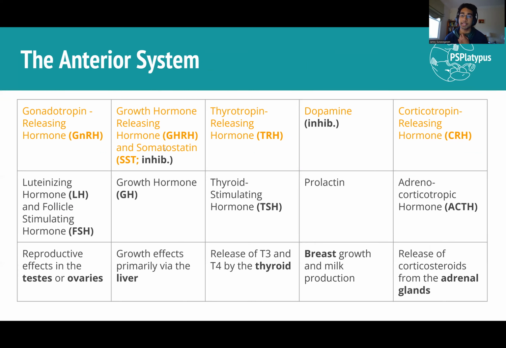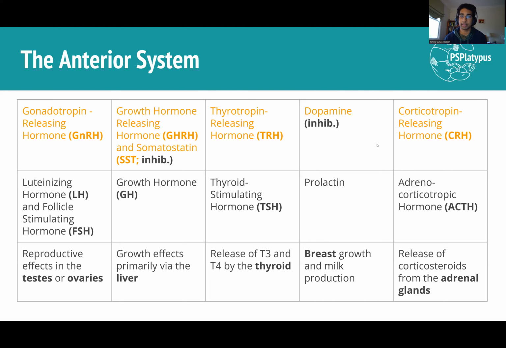So somatostatin doesn't cause the release of growth hormone from the anterior pituitary. It inhibits that release. It actually makes less of it get released. Same thing with dopamine. Dopamine inhibits prolactin release from the anterior pituitary.